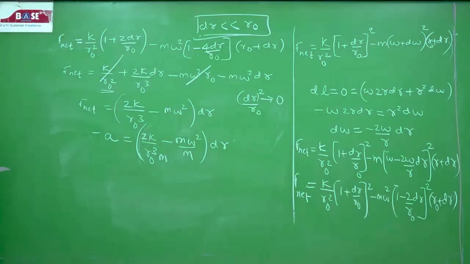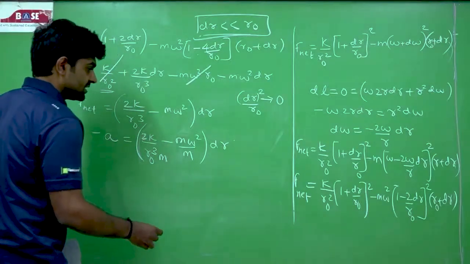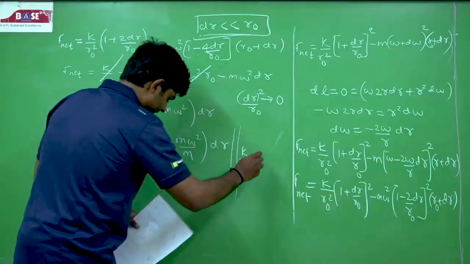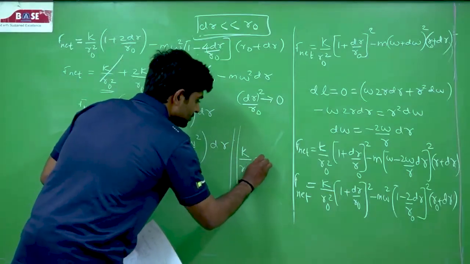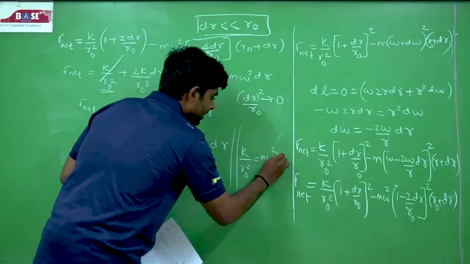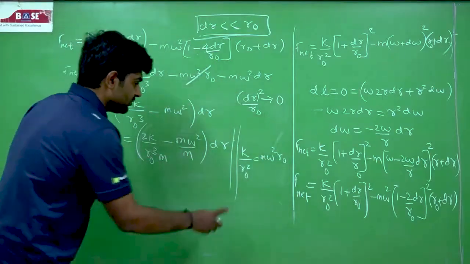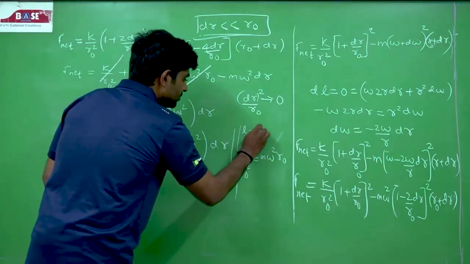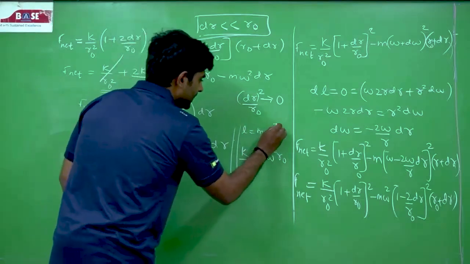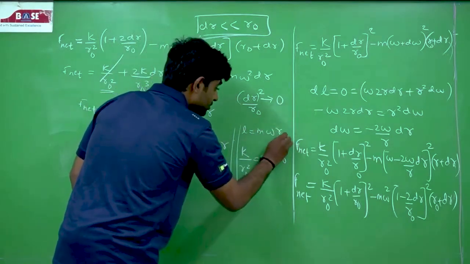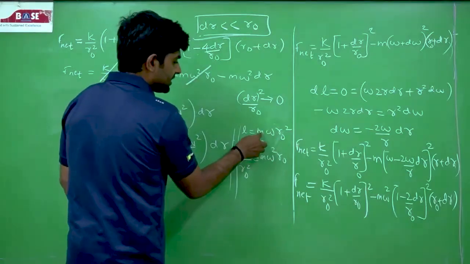Now you can see that in our options there is nothing like this, right? Meaning you have to be in a position to rethink about expressing in the given terms. Since it's not directly evident, we'll do a little bit of arrangement. So we had this expression k by r naught squared equal to m omega squared r naught. This we already derived. And L is equal to m omega r naught squared.